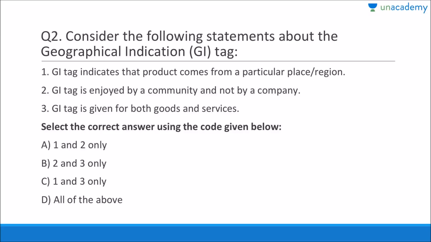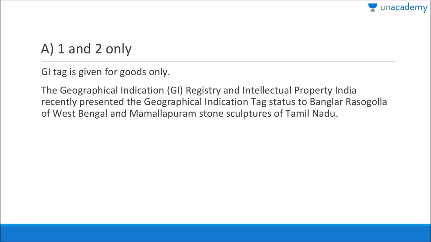GI tag is given for both goods and services. So answer is A, 1 and 2 only. It's not given for services as of now. GI tag is only for goods. It can be a natural good, it can be a synthetic good, it can be an artificial good.